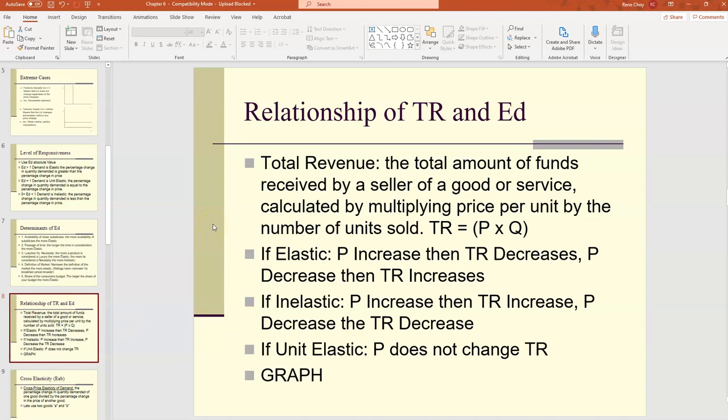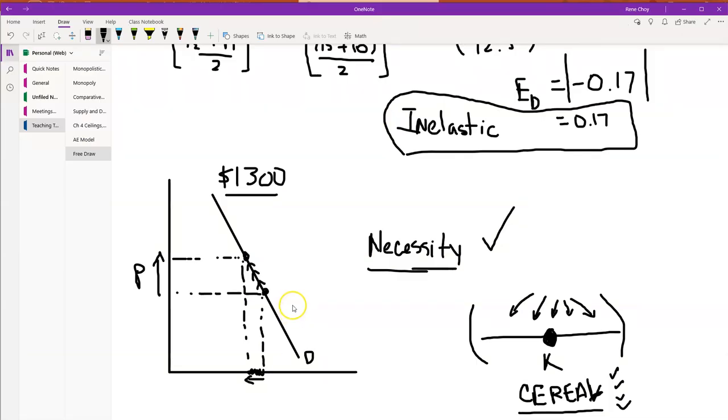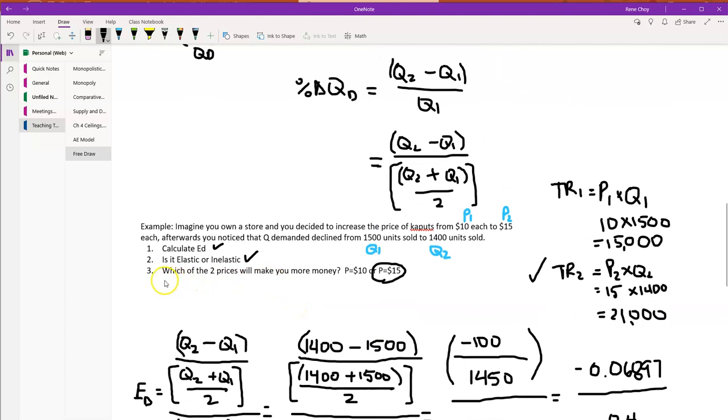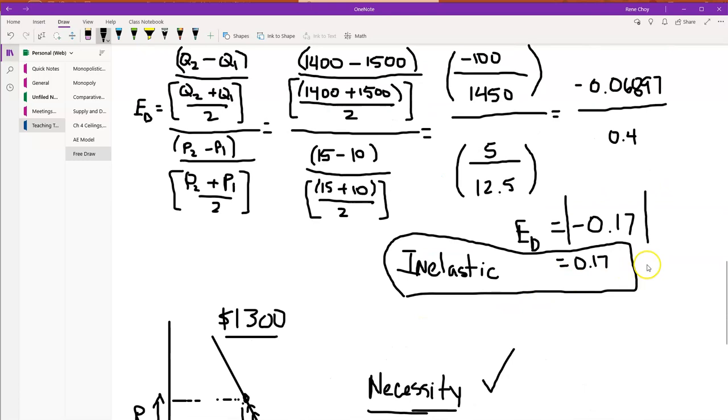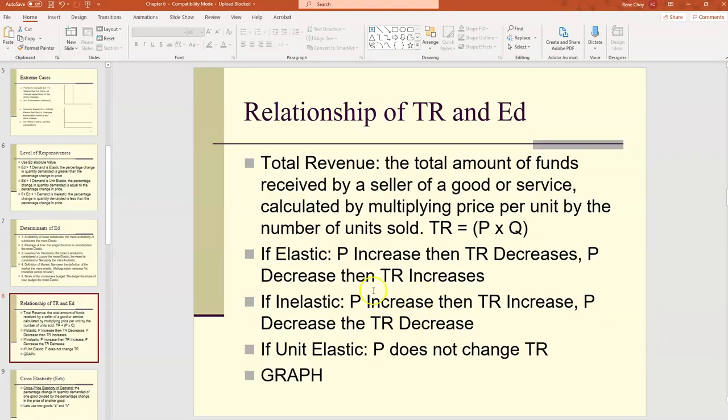All right, on this slide we explain the relationship between total revenue and elasticity. This is a relationship that would basically answer question 3 of any problem, if you remember the relationship. So which of the prices am I going to keep? It basically depends on elasticity. If a product is elastic, as the price increases, the total revenue tends to decrease, and as the price decreases, the total revenue tends to increase. So if you have an elastic product, then you want your price to go down so your total revenue goes up.